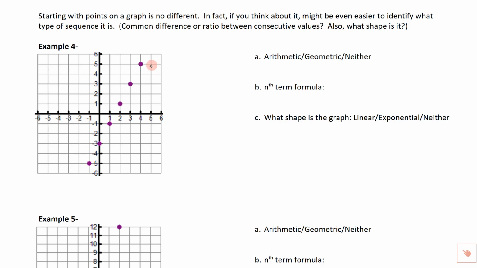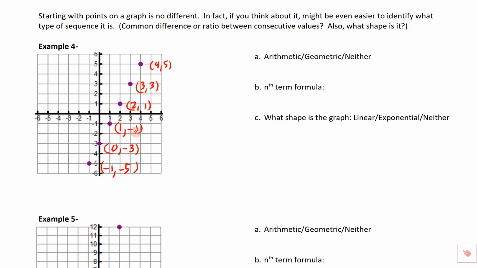So I'm going to start right here. This is 4, 5. This is 3, 3. This is 2, 1. This is 1, negative 1. This is 0, negative 3, and this would be negative 1, negative 5. So what we're keying off right here is this one right here. This is the first term in the sequence, so it's negative 1. The second term is 1. The third term is 3. And then the fourth term is 5.